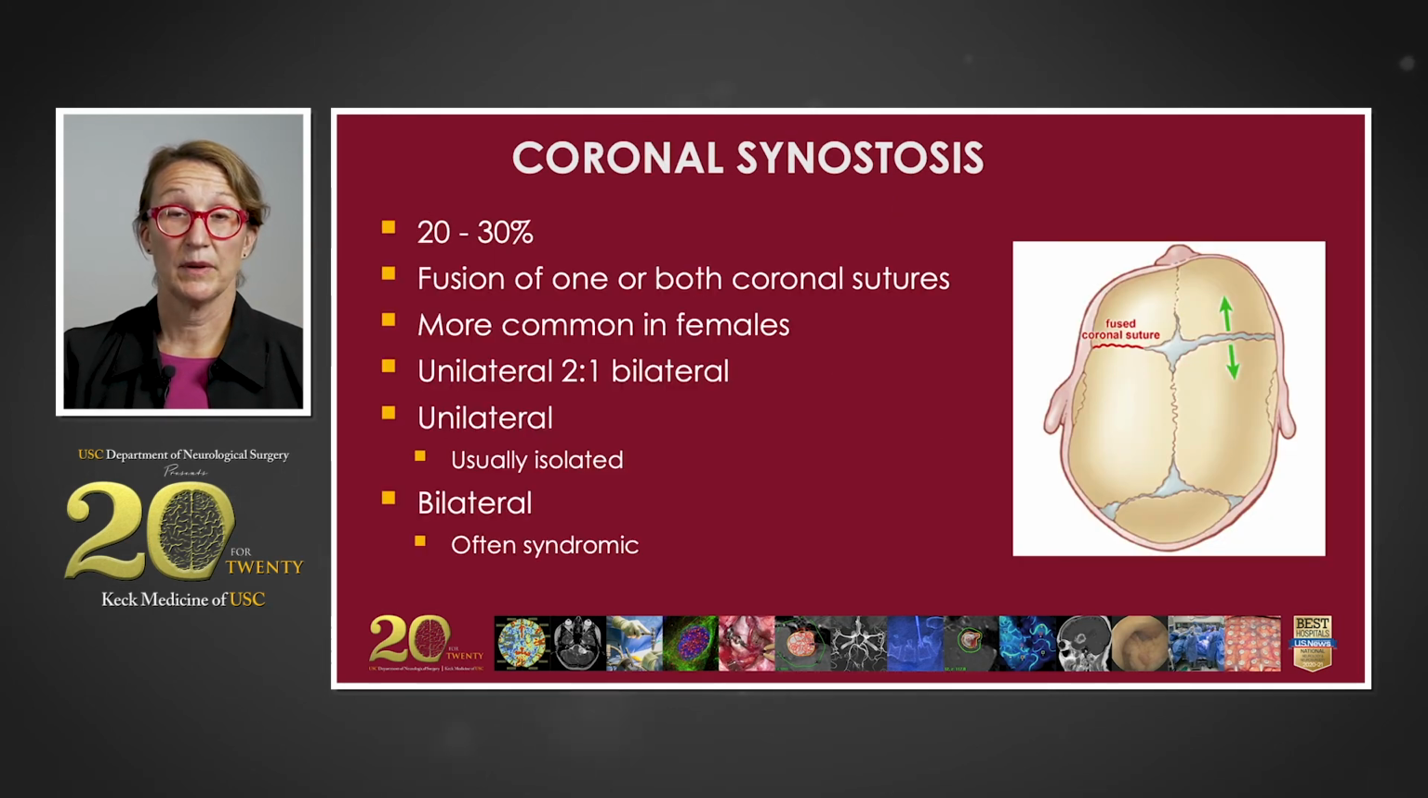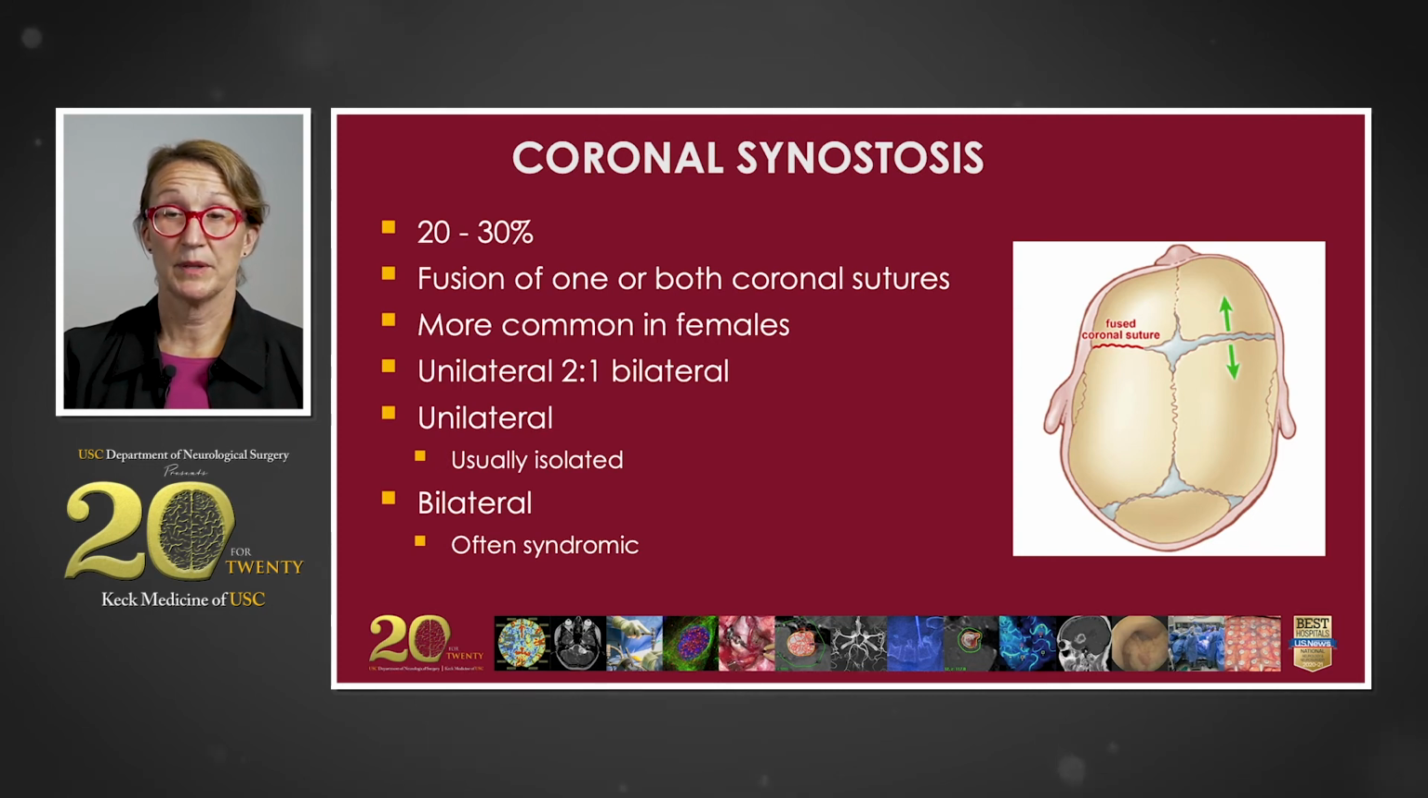The second type of craniosynostosis that's commonly seen is coronal synostosis. This is seen anywhere between 20 to 30% of all cases, and is a fusion of one or both of the coronal sutures. This type is more common in females. Unilateral coronal synostosis is seen about twice as commonly as bilateral. Unilateral is typically isolated. Bilateral coronal synostosis is often syndromic.